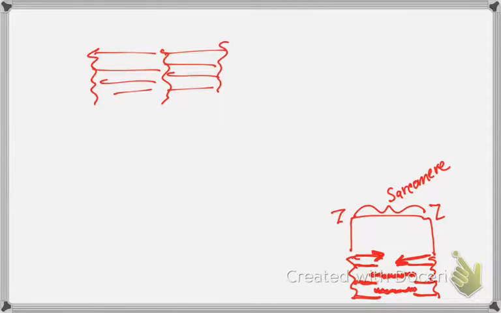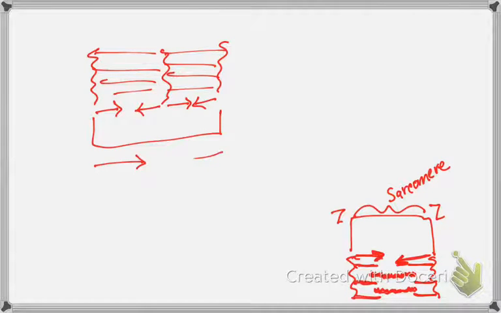Okay? You have all of these different sarcomeres lined up, right? And if each sarcomere shortens in width, then the overall muscle is going to shorten in width. And that's all that muscles can do, okay, is to shorten.